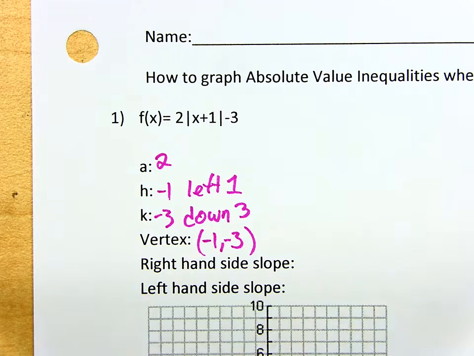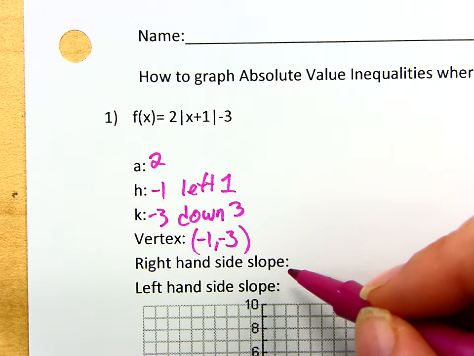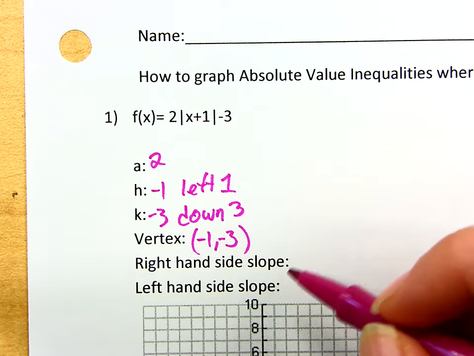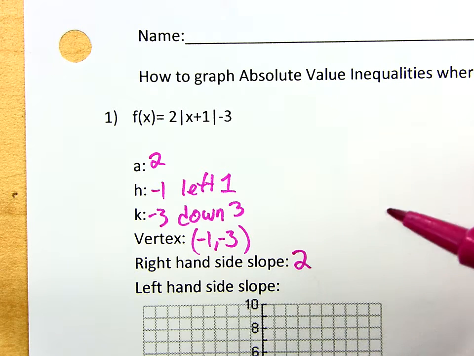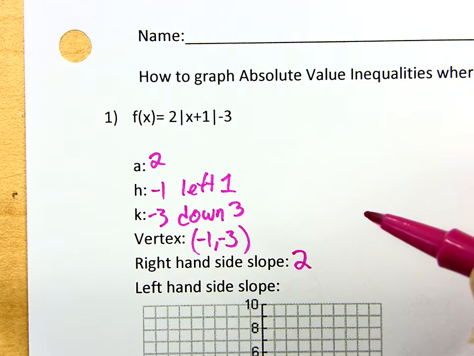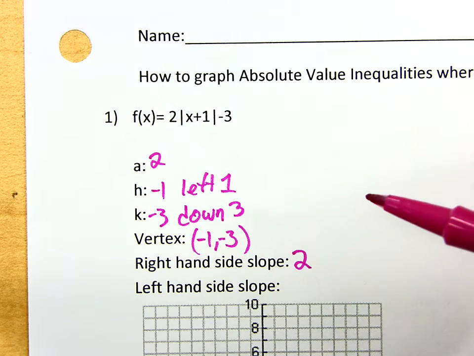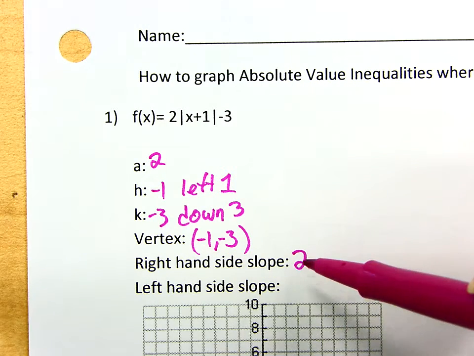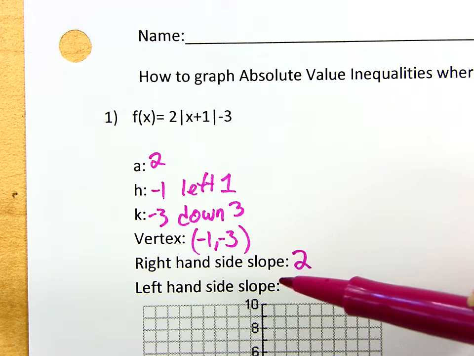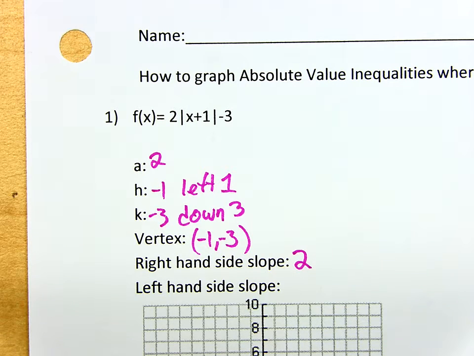And now we were just talking about the slope of the right-hand side. So this has to be 2. It's the same. It's exactly what a is. A is the slope of the right-hand side. So whatever you put for a, you're automatically going to say that's the slope of the right-hand side. Now think about what the slope of the left-hand side is. If it's got to be the same thing, just going down, it would have to be -2.